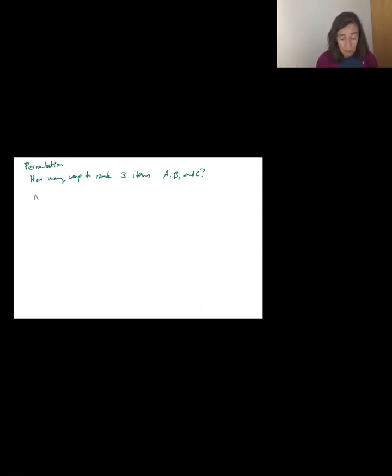So one possibility is just the way I wrote them. A, B, and C, that's one way. A is my first choice, B is my second, C is my third. Here's another way that has A as a first choice, but now I've got C as a second and B as a third. Those are the only ways I can do it with A being a first choice. Let's think about B being a first choice. I can have B first, then A, then C, and I can have B first, then C, then A. And that's all the possibilities with B.